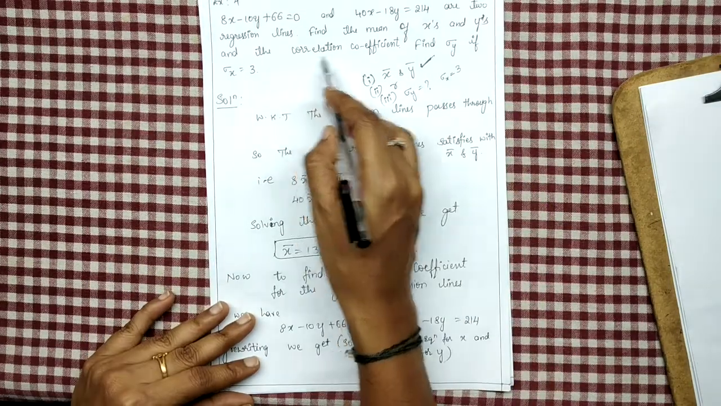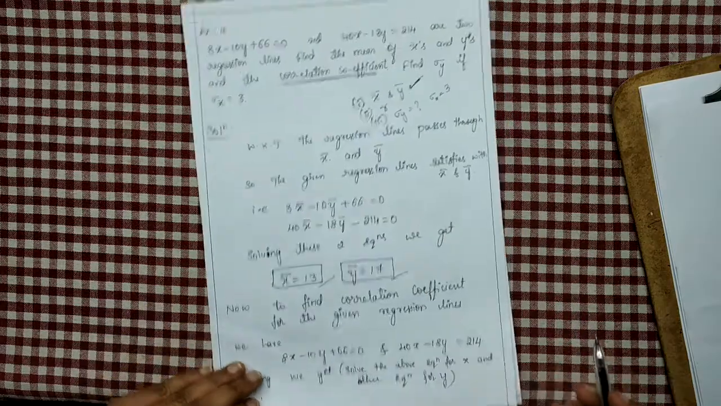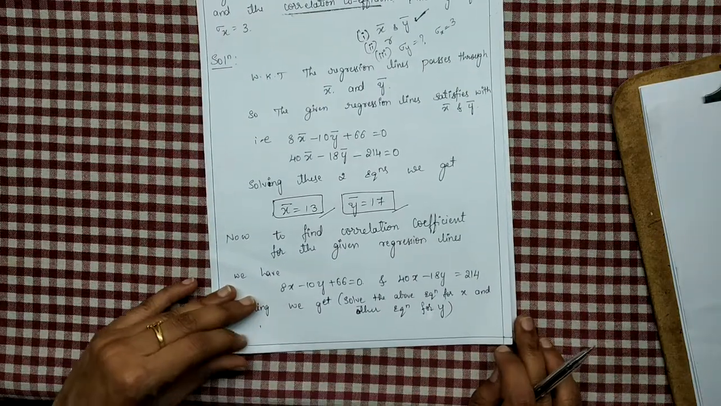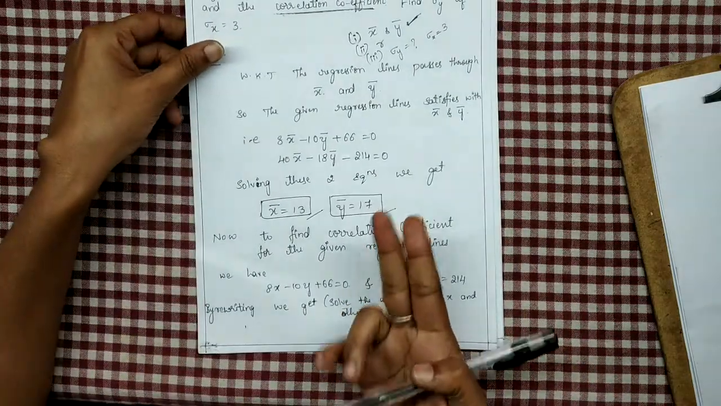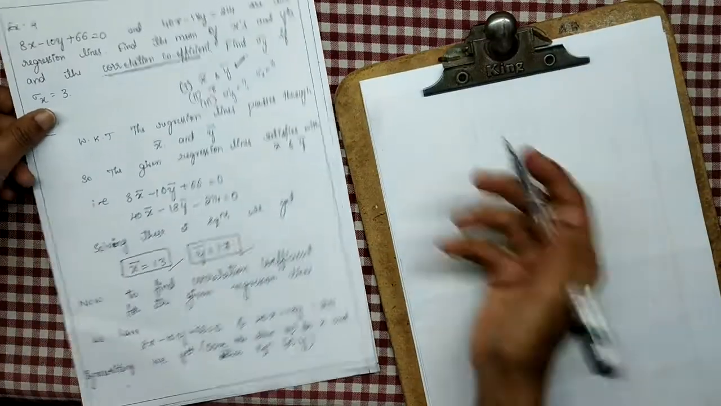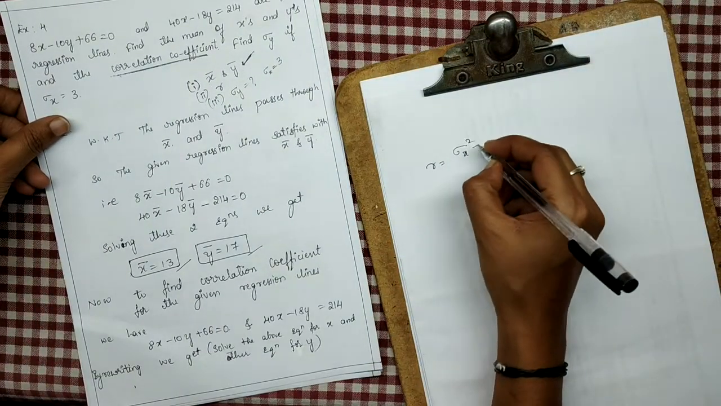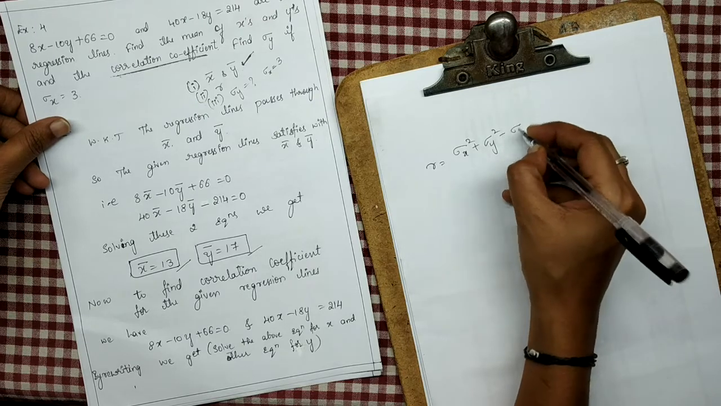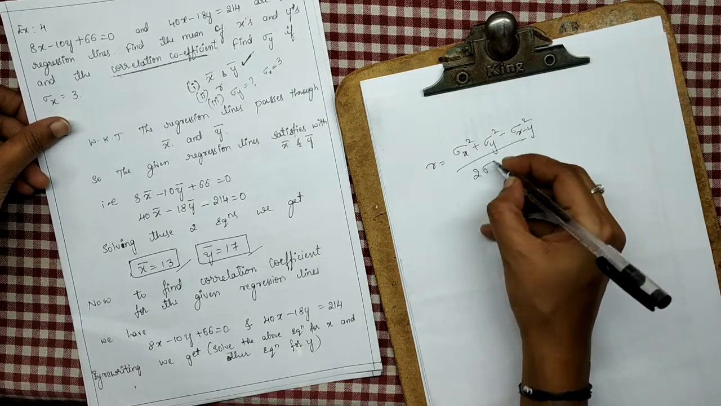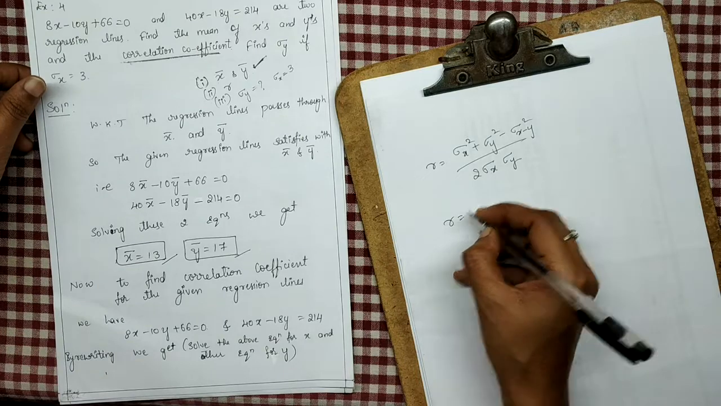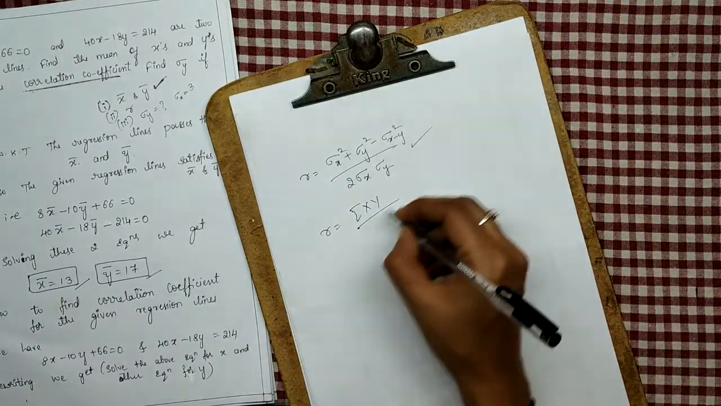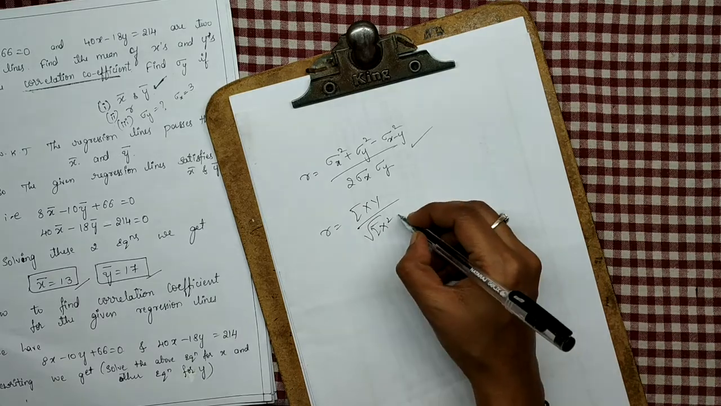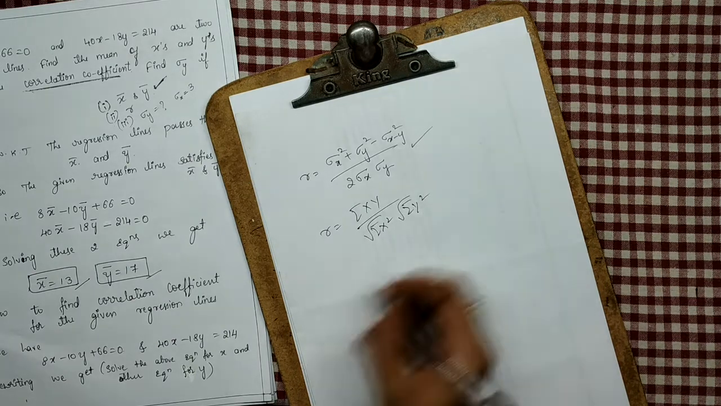R is nothing but the coefficient of correlation, right? To find that coefficient of correlation, we had these formulas. Which are the two formulas we had? R is equal to standard deviation x squared plus standard deviation y squared minus standard deviation of (x minus y) squared, divided by 2 into standard deviation x into standard deviation y. This is one formula we had. Another formula is summation xy divided by square root of summation x square into square root of summation y square.